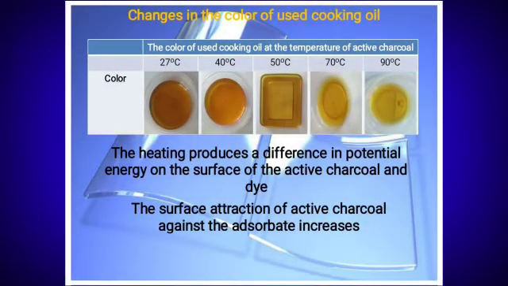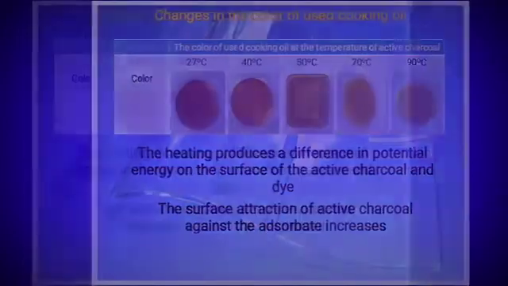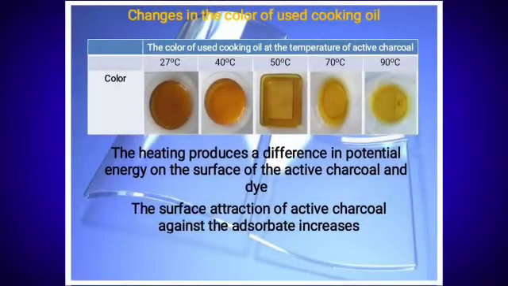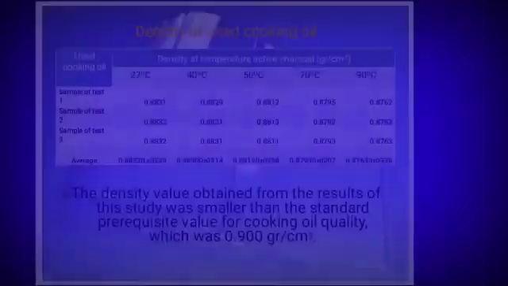The result of research. The purification of used cooking oil with active charcoal at 90 degrees Celsius has a significant color change compared to active charcoal at room temperature. The heating produces a difference in potential energy on the surface of the active charcoal and dye. The surface attraction of active charcoal against the adsorbent increases.